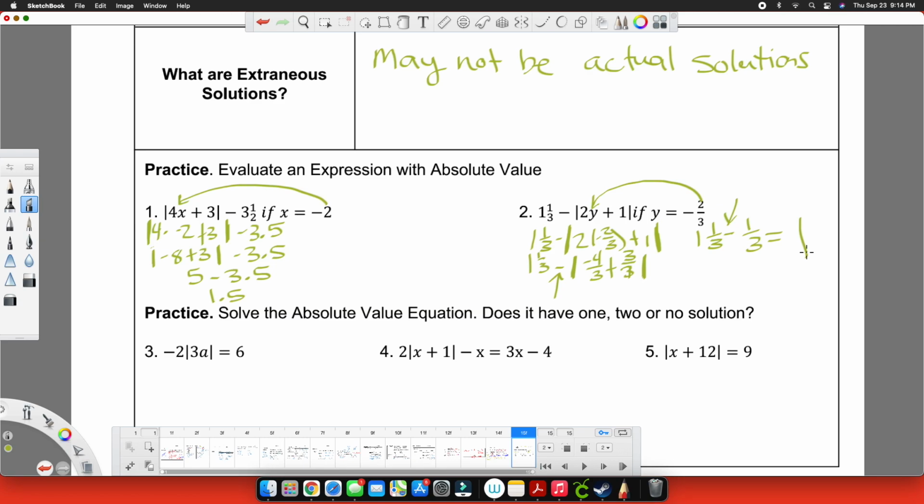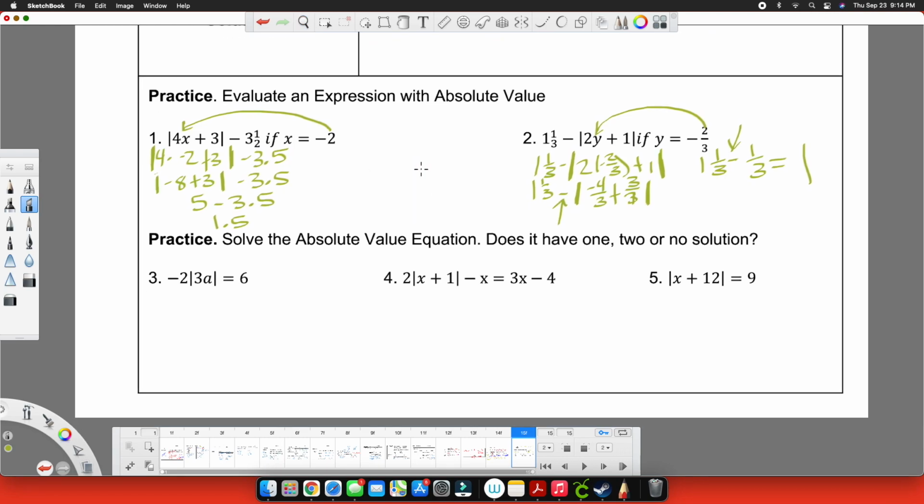All right, solve the absolute value equation. Does it have 1, 2, or no solutions? So first, we isolate the absolute value. So I'm going to divide both sides by -2 to isolate. So this cancels, and I just have 3a, absolute value equals 6. Now I can do -3 on that side. So now I can do case 1 and case 2.